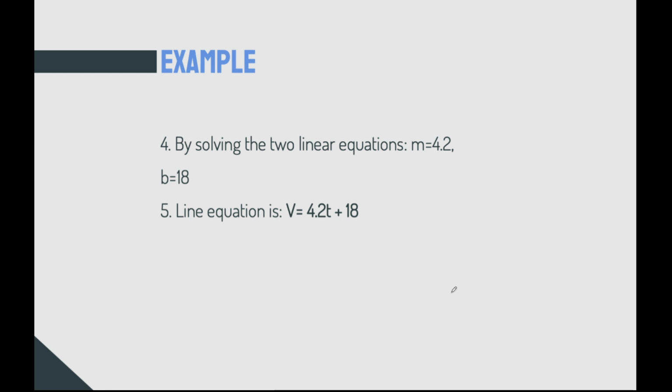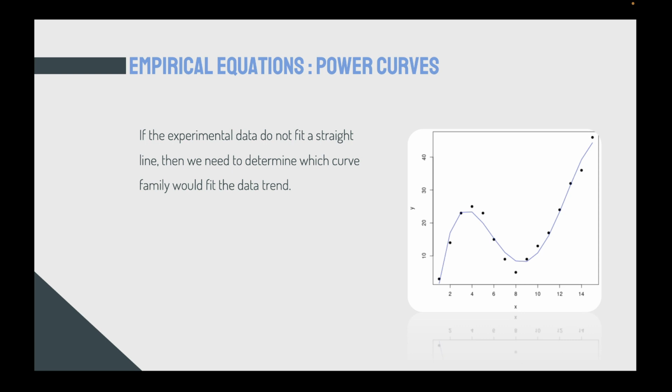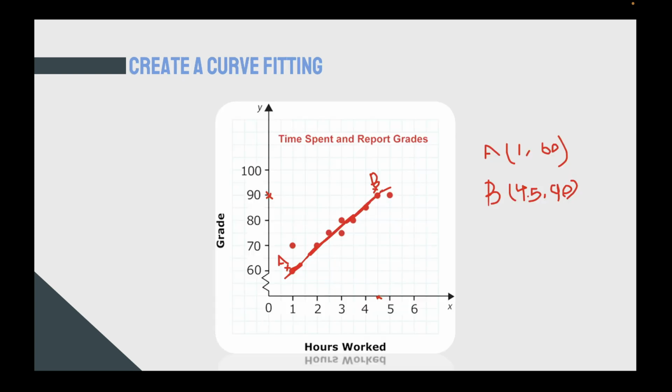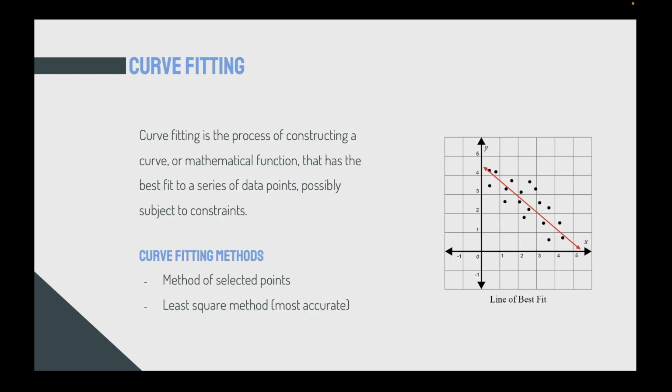Can you do that by hand? Now, empirical equations, what we call power curves. Power curves are the curves for things up to the power of something, like 2 to the power of 3, or x to the power of 4, y to the power of 5. That's what they call power curves. Not every curve fitting is a straight line. That's the simplest form. By the way, we mentioned the other method, which is the least square method, or the Newton method.